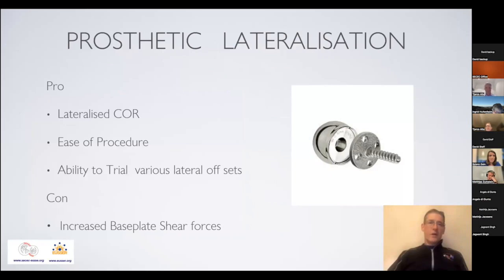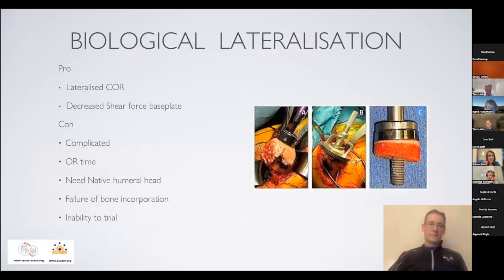The advantage of the prosthetic lateralization is that it's a straightforward procedure. There's the ability to trial various lateral offsets. In the earlier designs, there was an issue with base plate failure due to increased base plate shear forces, though this has been overcome due to various design modifications, including locking screws.